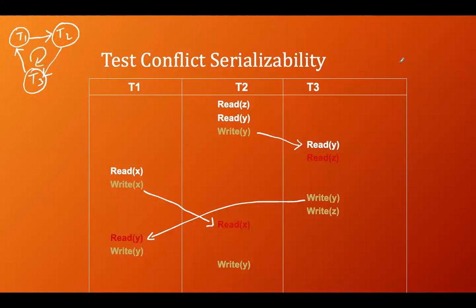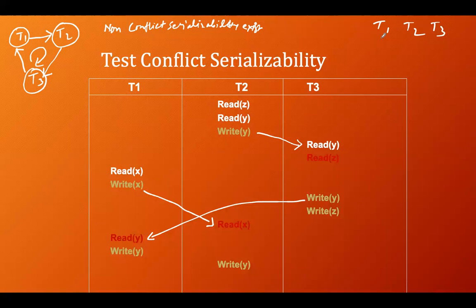So if we find there is a cycle, it means that no conflict serializability exists. Getting it? Because here we cannot make any combination of T1, T2, T3 as a serial schedule in such a way which will fulfill all the conflicts.